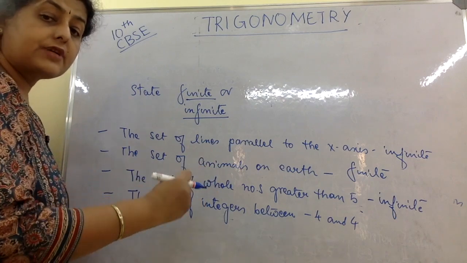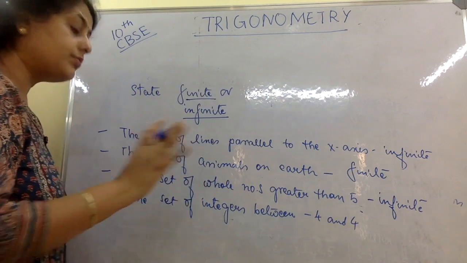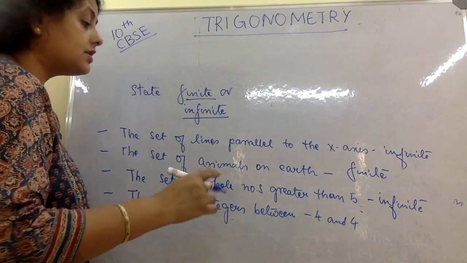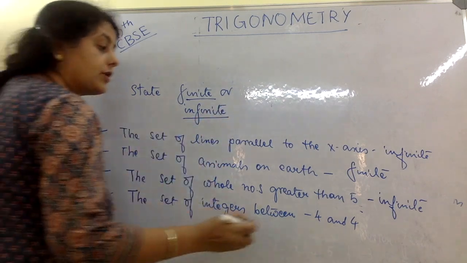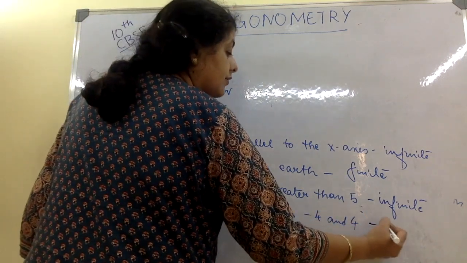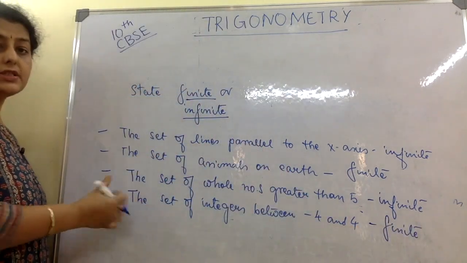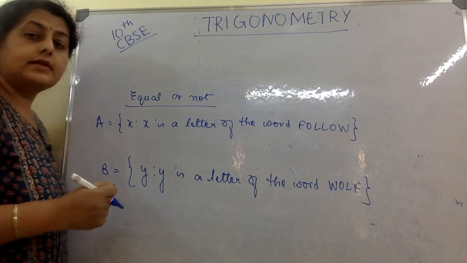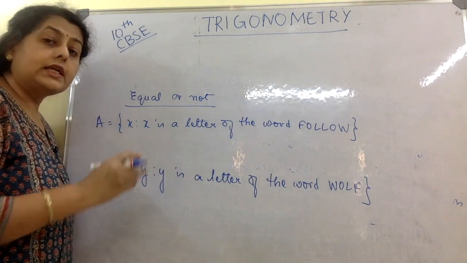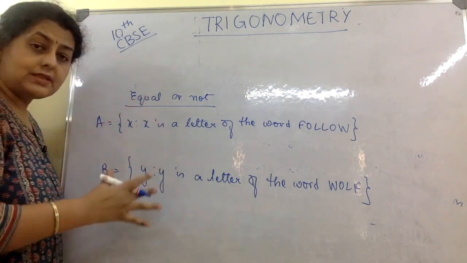But here this is infinite, because after 5 it goes on, keep on counting. The set of integers between -4 and 4 is very much finite. Okay, so you'll have to think for 1 minute for these questions. X is a letter of the word follow. Are these two equal sets or not?